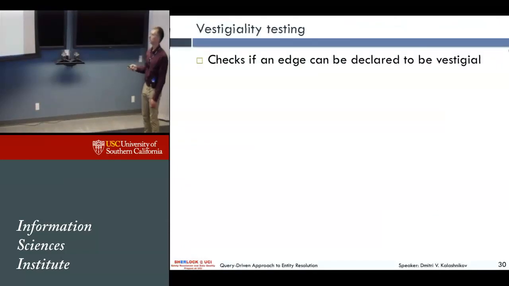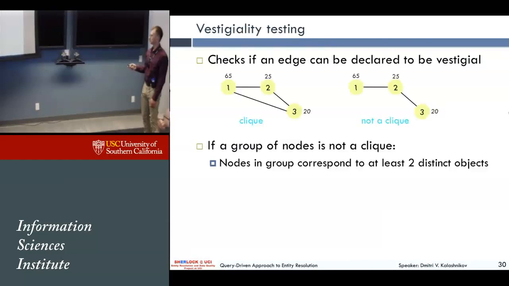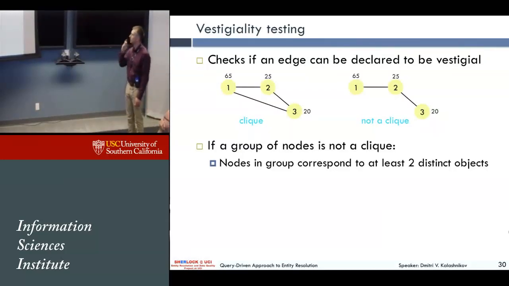So how do you test for vestigiality? First, we will use the notion of a clique. A clique is a complete graph, of course. This is an example: it's a complete graph, so all nodes are connected. This is not a clique. So an obvious observation: if a group of nodes is not a clique, then nodes in this group correspond to at least two distinct entities.